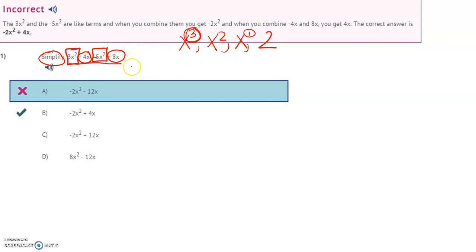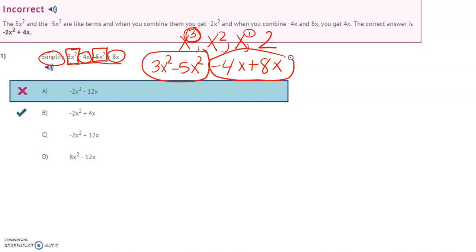So what I like to do then is rewrite it. So this would be 3x squared minus 5x squared. So I like to put the terms that are alike next to each other. And then I would have minus 4x plus 8x. So now it's like I have two separate problems. I have this, and then I have this.